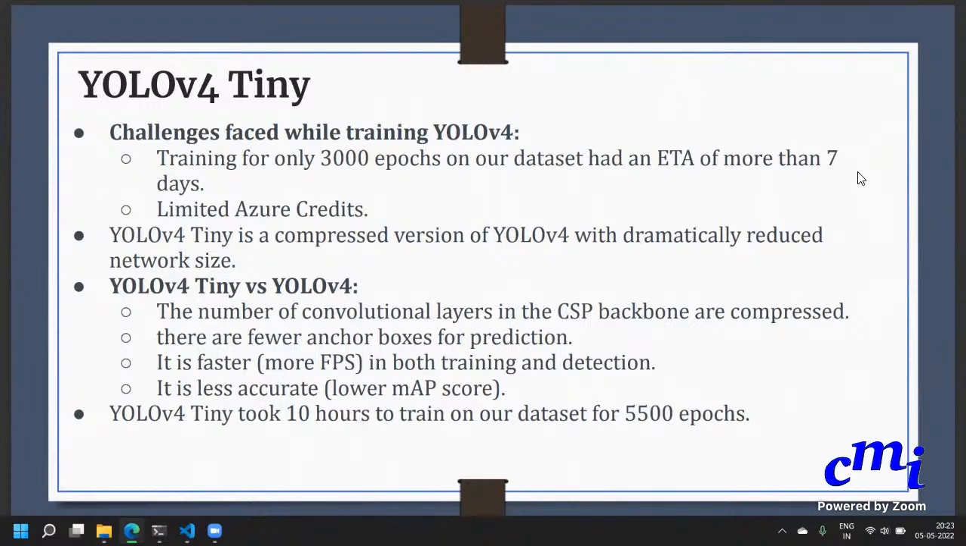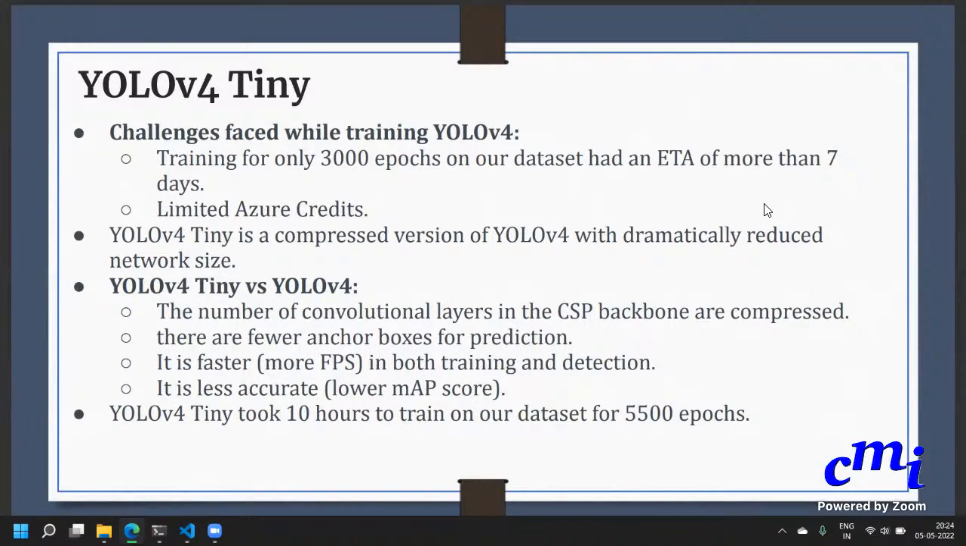So we actually faced some issues while training YOLO V3. The main issue that we faced was that the training was taking a lot of time, and we were using an Azure virtual machine for training, but we had limited credits over there, and for 3000 epochs it was giving an ETA of over 7 days. Because of that we weren't able to show the results of YOLO V4.